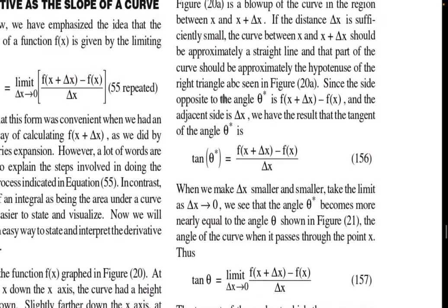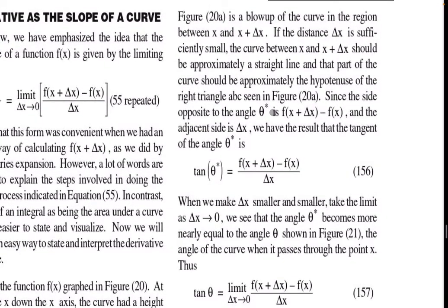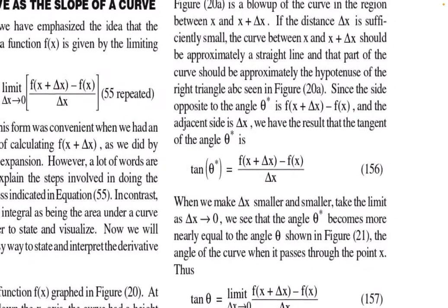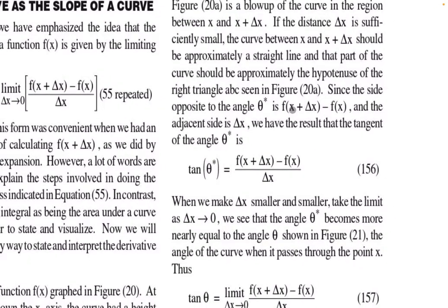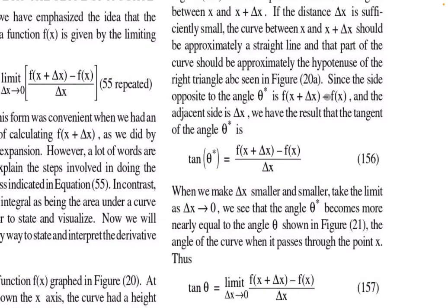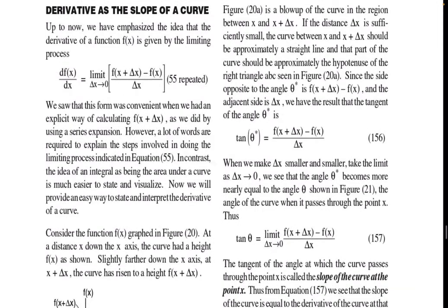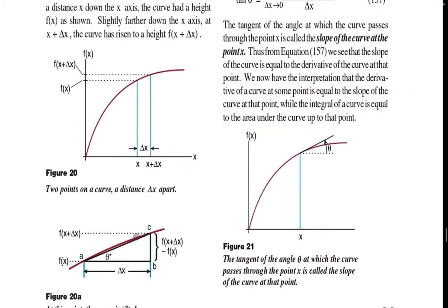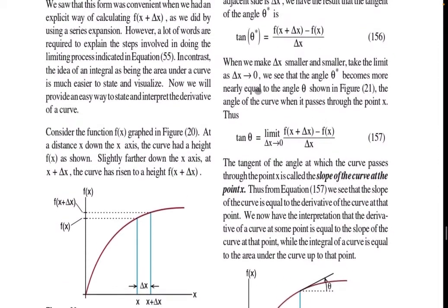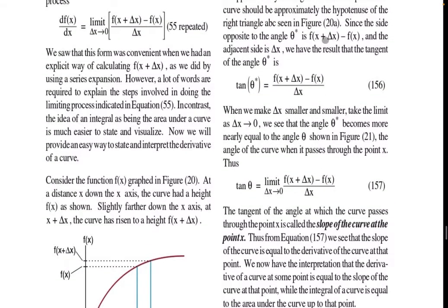Since the side opposite to the angle, ito theta yan, angle theta, is f of x plus change in x minus f of x, and the adjacent side is change in x, we have the result that the tangent of the angle theta is... So hanapin muna natin kung anong sinasabi dito. The opposite to the angle. Ang opposite to the angle, ito. Yan, opposite to the angle.